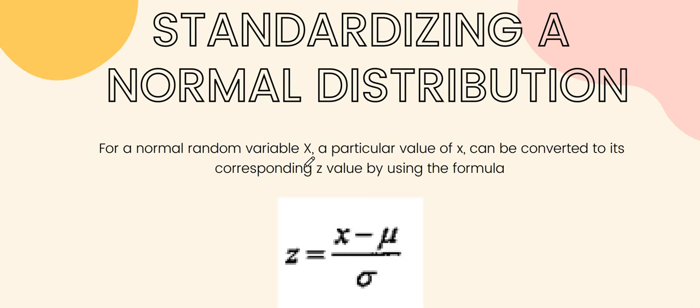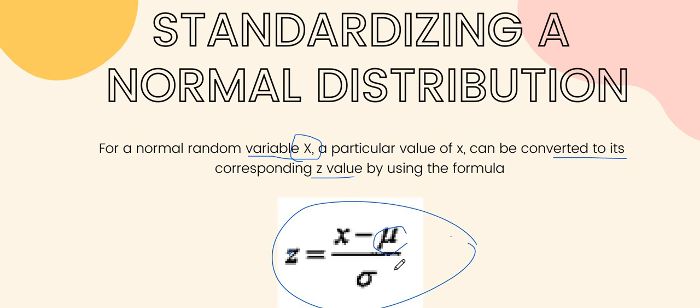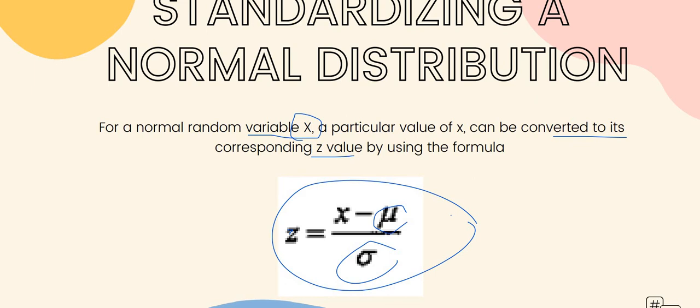So here you can see that we want to change from the normal variable x and convert it to z. How? This is the equation that we will use. z is equal to x, where x is our normal variable, minus mu, where mu is your mean, divided by your standard deviation. So you will get the new number. Instead of x, now we will use z.